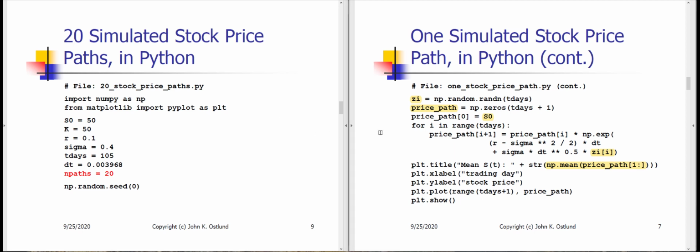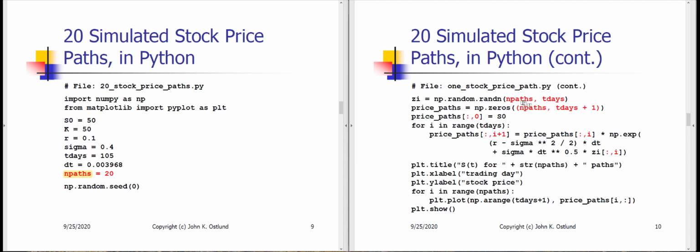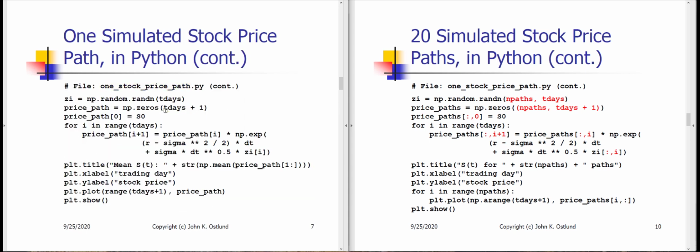We're going to repeat the same thing for 20 paths just so that you can get a better feel for what the distribution of these paths is going to look like. Okay, so once again, we have our usual setup here. But this time we have 20 paths instead of just one. Let me contrast this with our one path code.